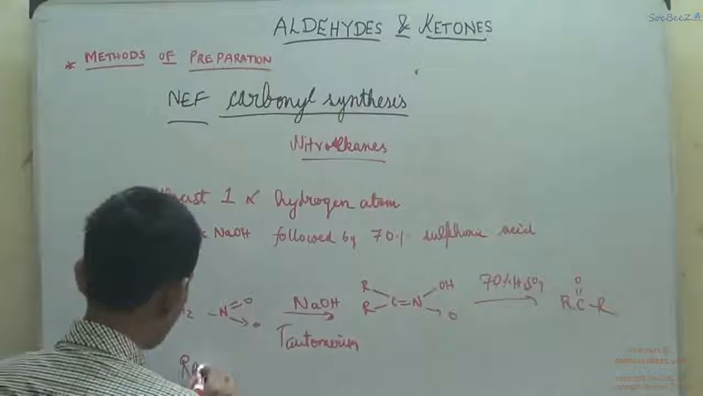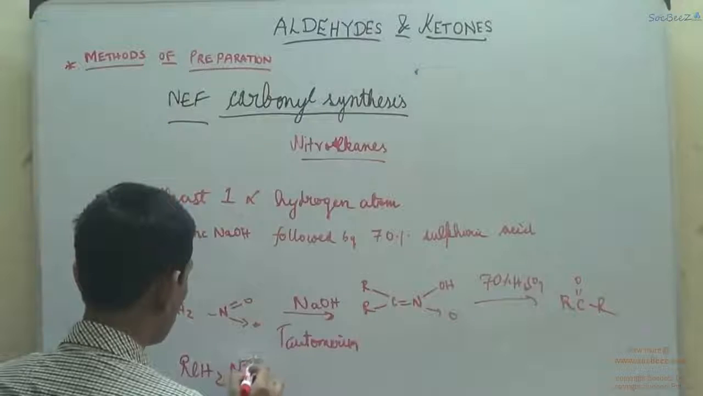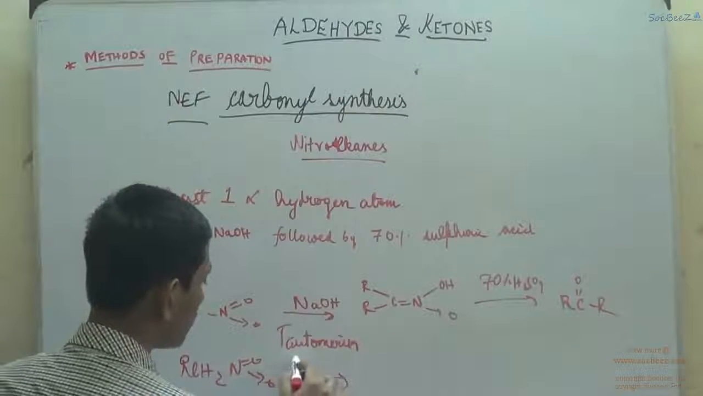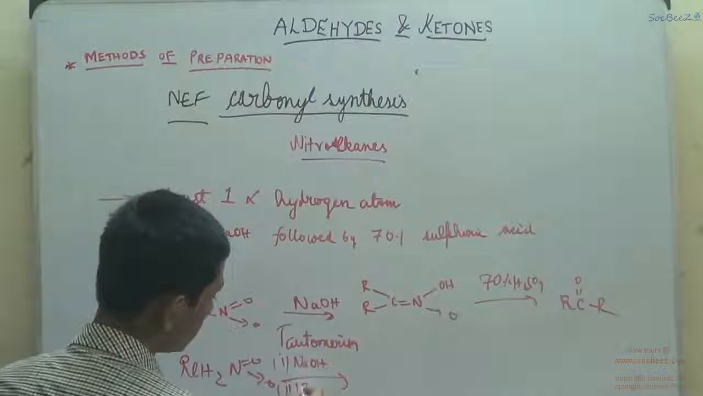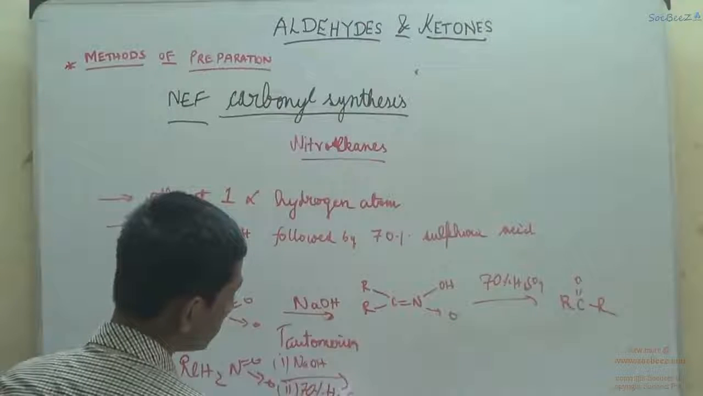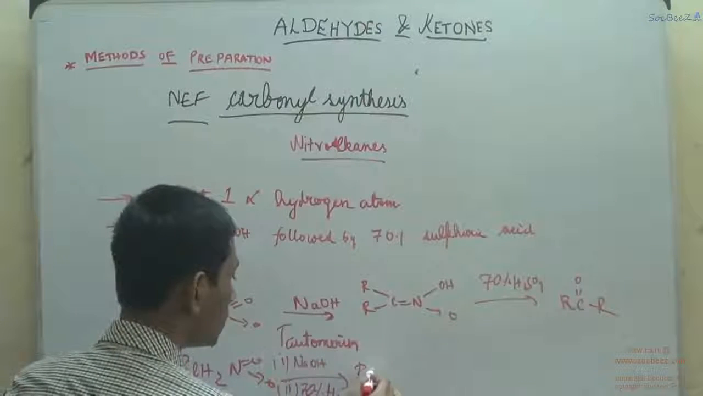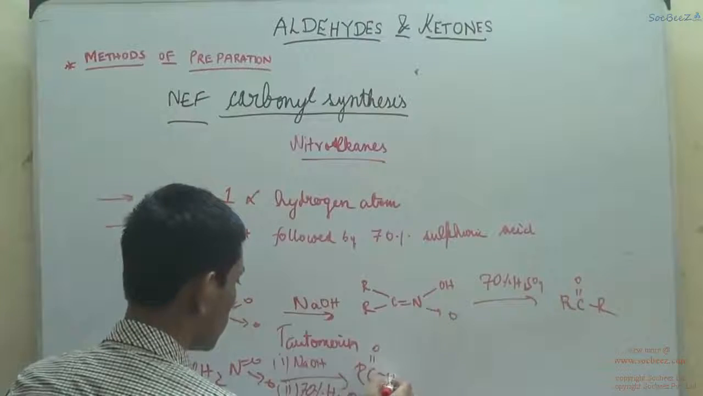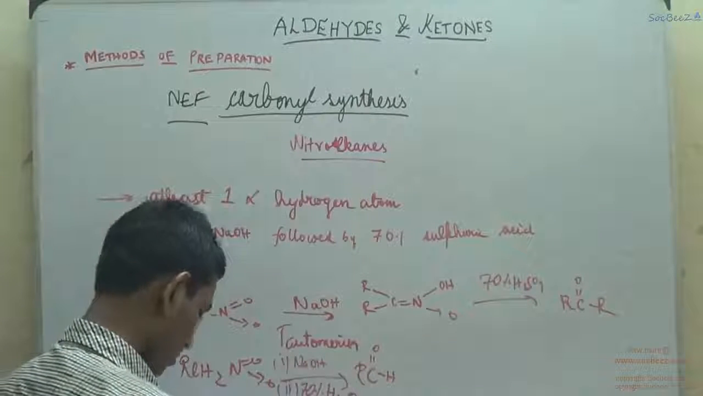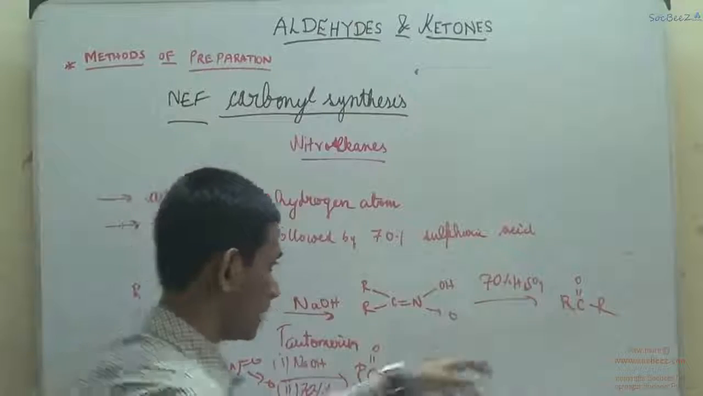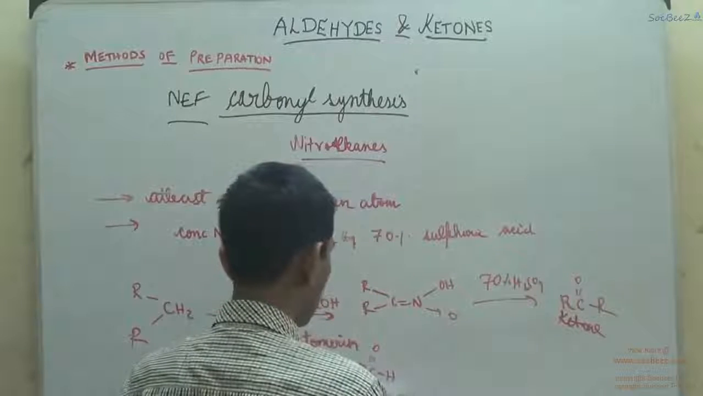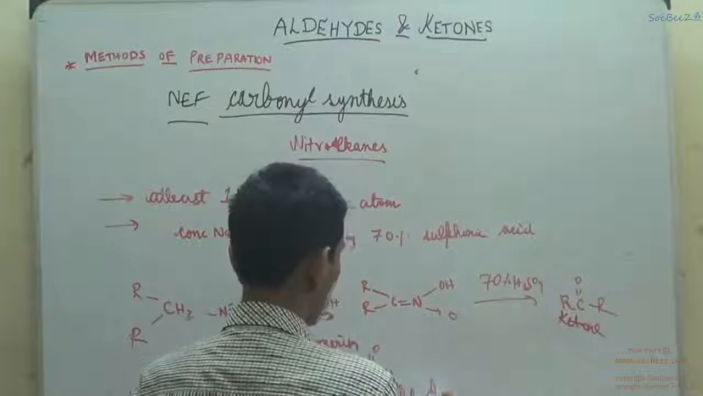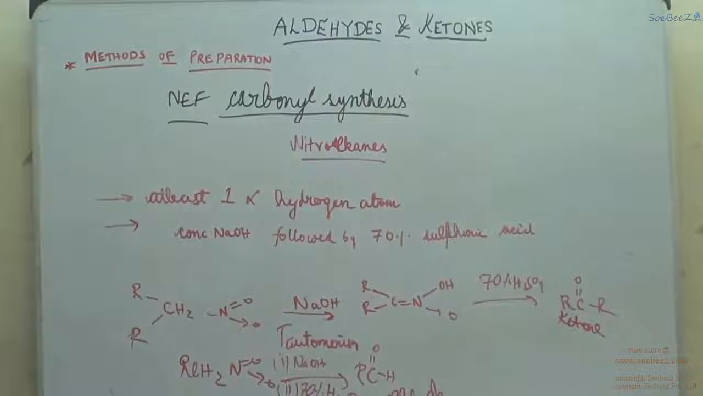If you take RCH2 and double bond O and you do NaOH in the first step, the tautomerism takes place, and in the second step you treat with 70% sulfuric acid. So what will you get? You get R C double bond O H. In the earlier case you get a ketone, and here you get an aldehyde. Right? So, quite simple.